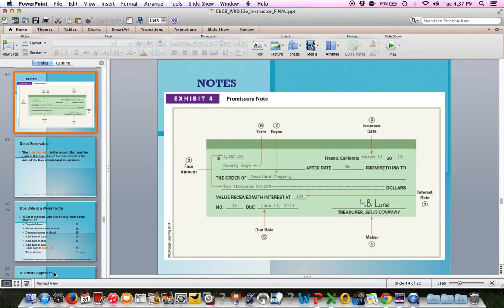So an example of a note looks a lot like a check, right? It's very similar. It contains some of the same information. So the first item is the maker down here. Basically, this is the company that's going to be paying. The payee is who will receive the payment. The face amount is $2,000, right? That's basically how much will be paid. This note was issued on March 16th. The due date is June 14th. And then the term is 90 days, and the interest rate is 10%. So that's a very common example of a note.